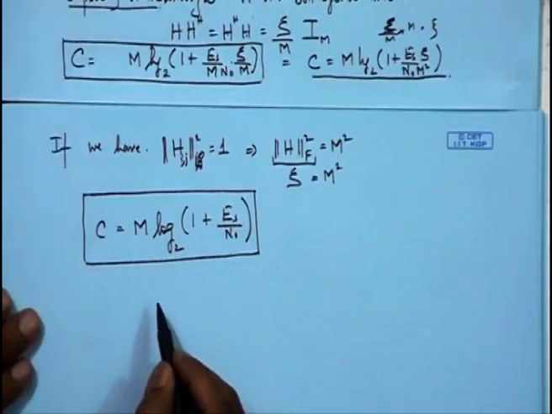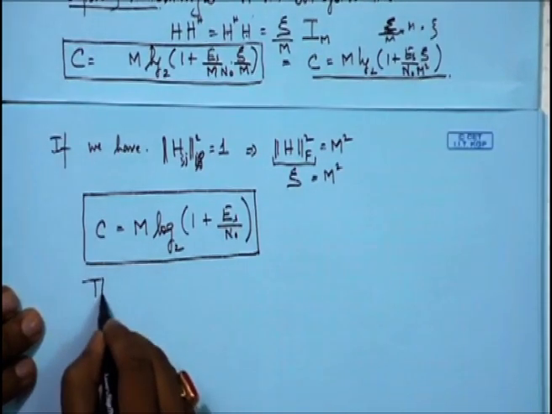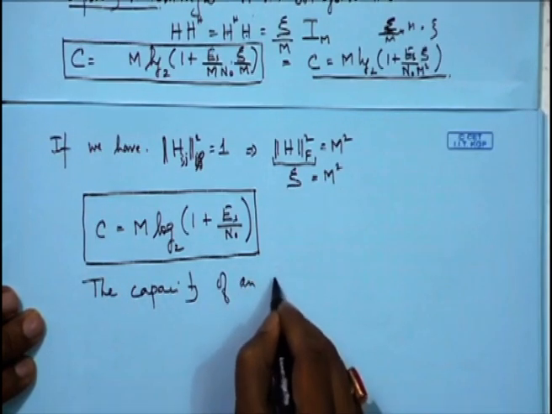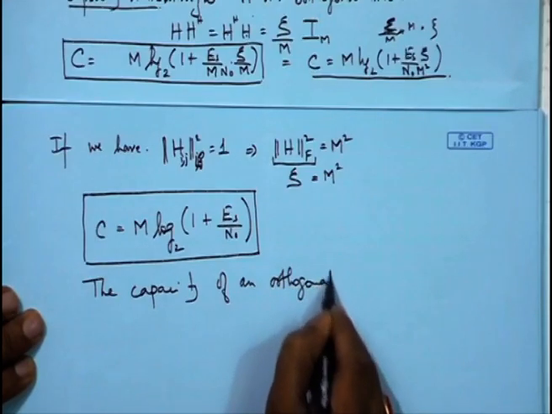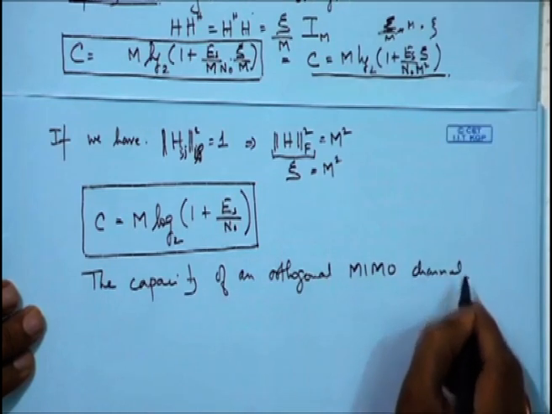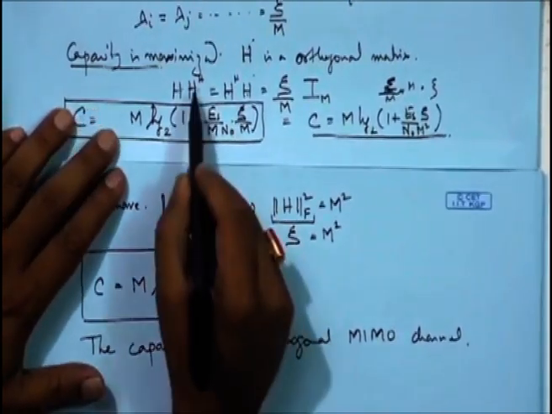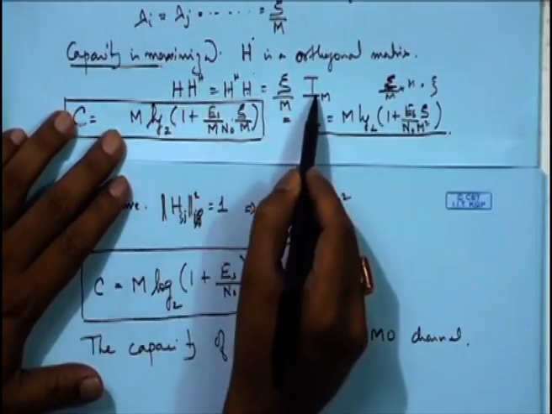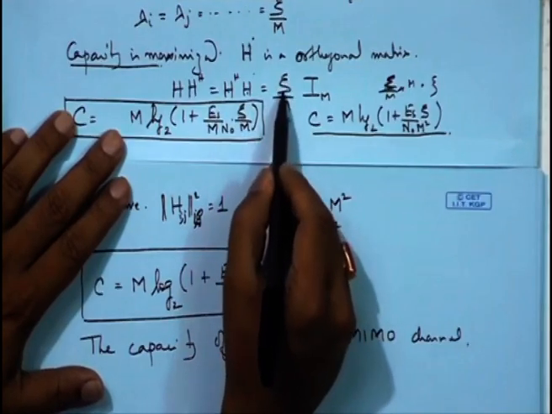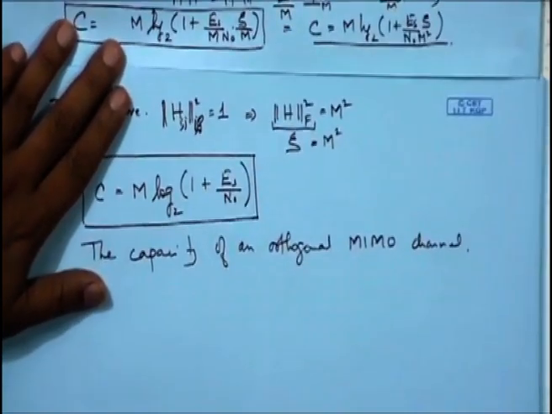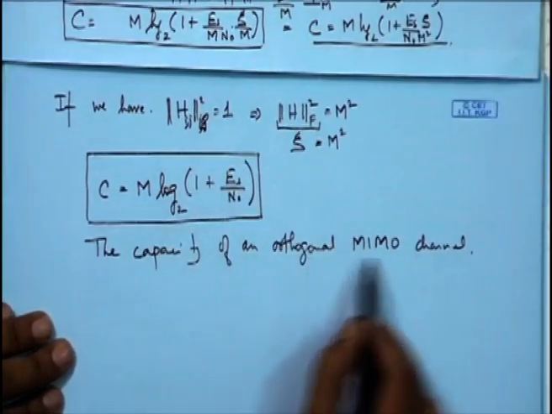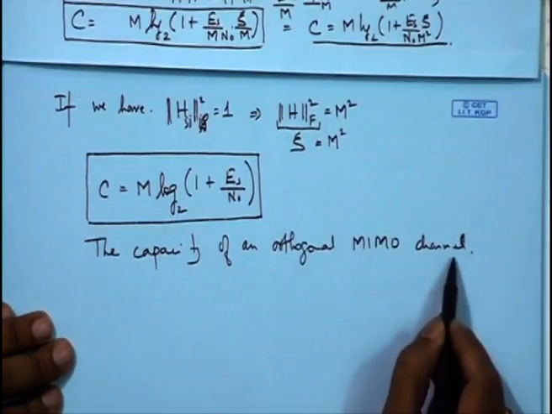This result tells us the capacity of an orthogonal MIMO channel. So, what is an orthogonal MIMO channel? An orthogonal MIMO channel is one where H Hermitian H is identity, and zeta upon m indicates the strength of the channel, where the total strength is zeta. So, if we had taken this to be m or anything else, again the results would be similar. So, this is the capacity of an orthogonal MIMO channel.